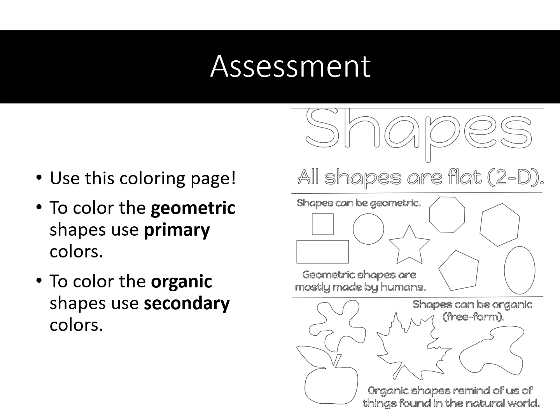So in this assessment, it's very simple. You're going to be using this coloring page, and you're going to color the geometric shapes using primary colors. Remember, geometric shapes, primary colors. And you're going to color the organic shapes using secondary colors. So geometric shapes are primary colors, and organic shapes are secondary colors.